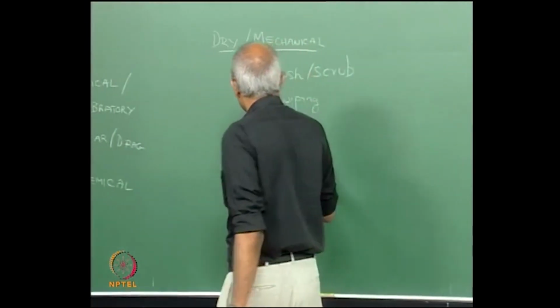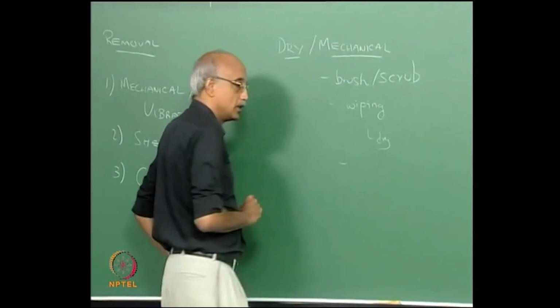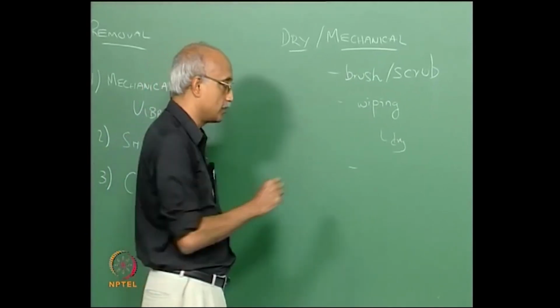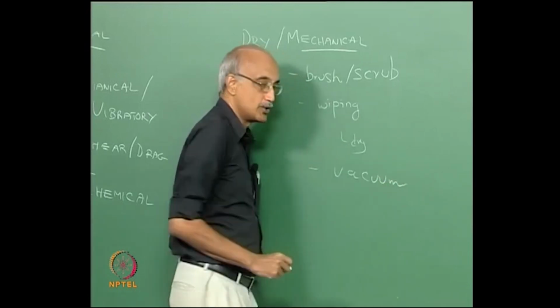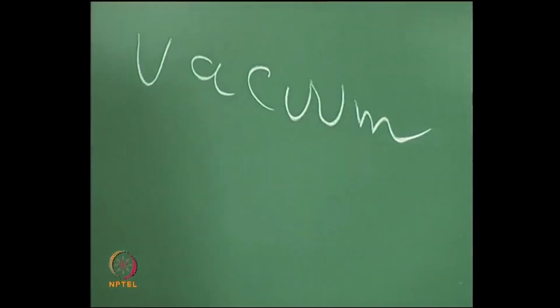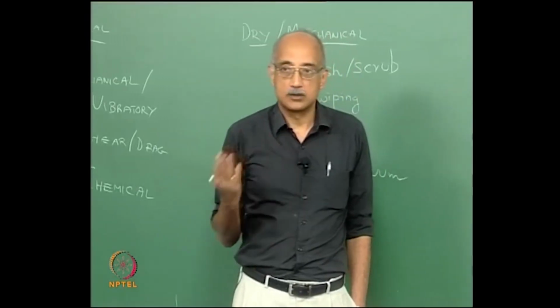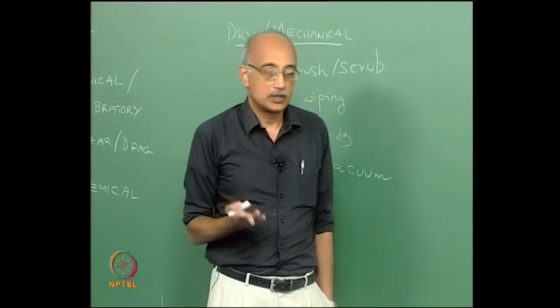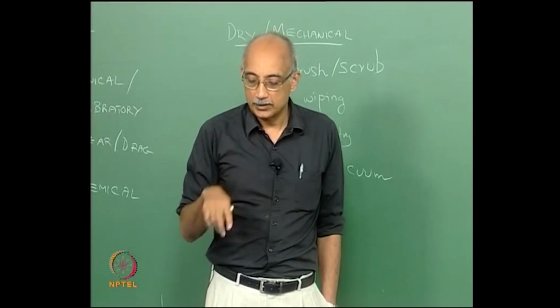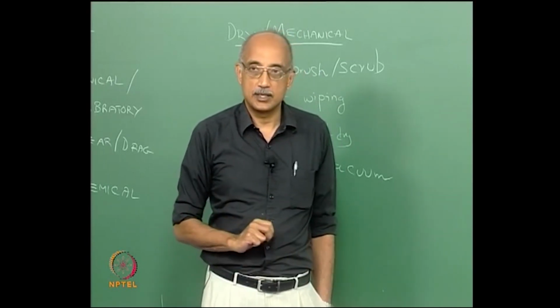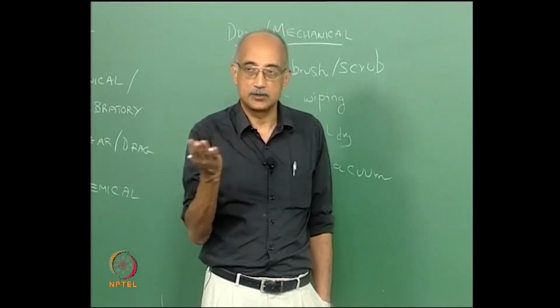Another mechanism of dry removal using mechanical means is vacuuming. I am sure you have all seen the use of vacuum to clean houses, automobiles, and the way it works is essentially you take a tip through which you pull vacuum and you take the tip as close to the surface that you want to clean as possible, and it just sucks up the dirt from the surface, right.